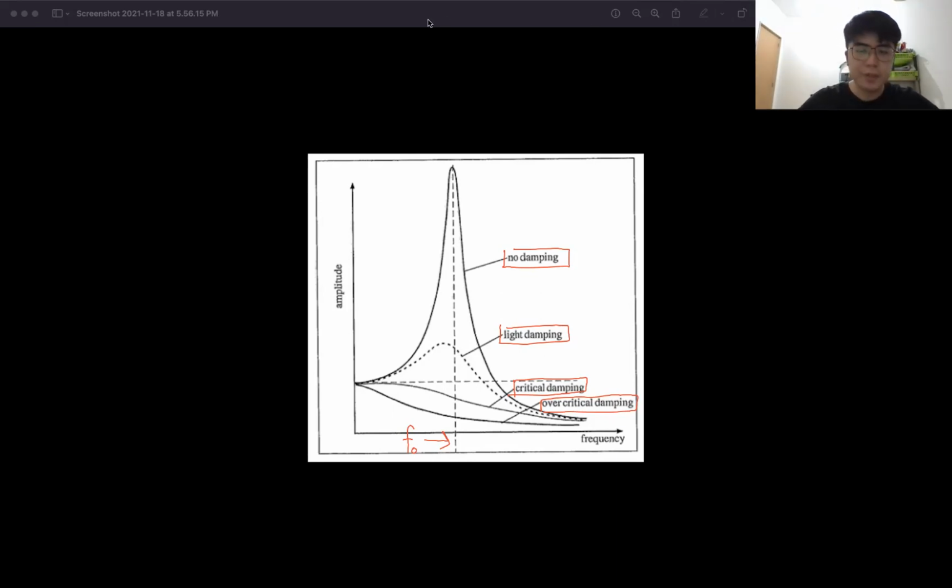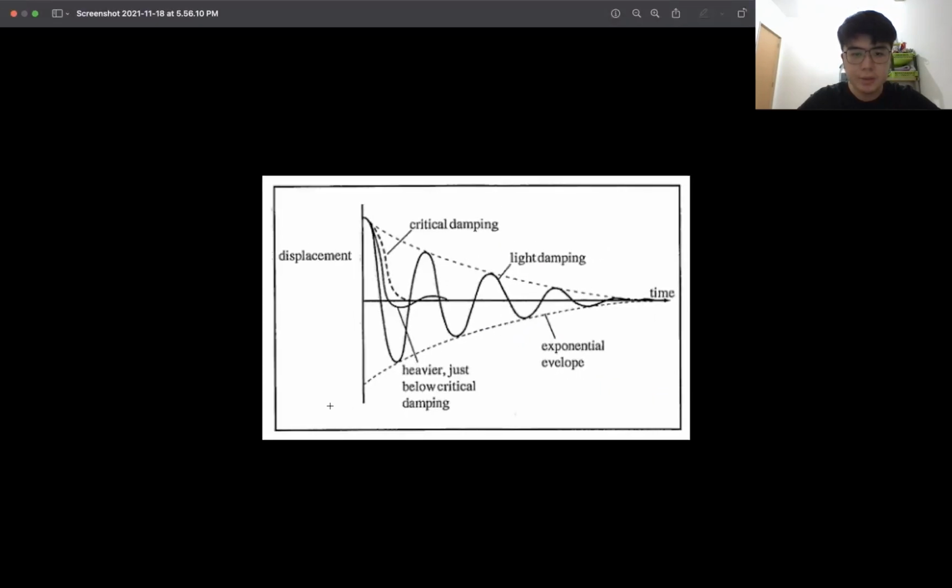And for the graph of light damping, critical damping, and overdamping, we have another picture. Let me show you this one. Just now I drew it not that clear, right? You can see this. We have the light damping, like the pendulum, that goes through an exponential decrease. And we have critical damping, this one.